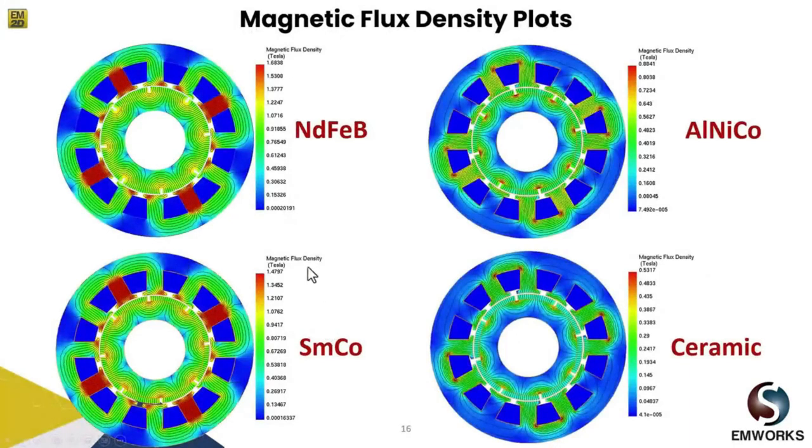So for the NdFeB, the saturation is happening inside the stator tooth, which is around 1.68 Tesla, whereas in case of samarium cobalt, the highest magnetic flux density is 1.47 Tesla. For SmCo, it's around 0.88 Tesla, and finally for ceramic, the peak magnetic flux density is just around 0.53 Tesla.